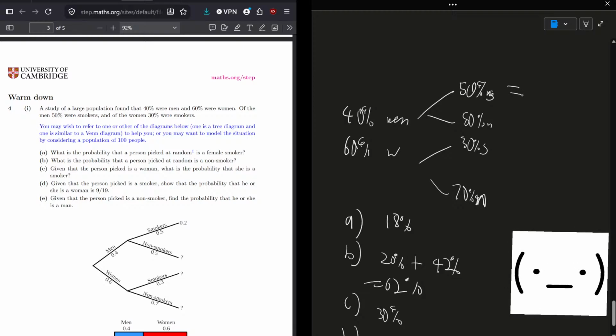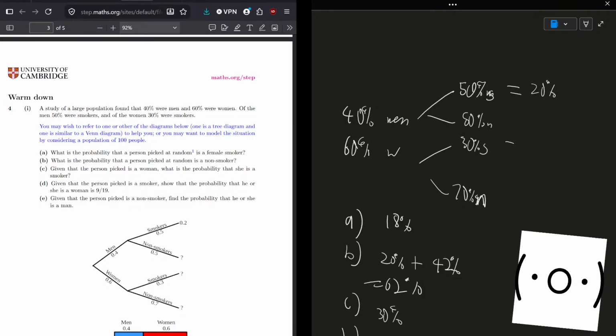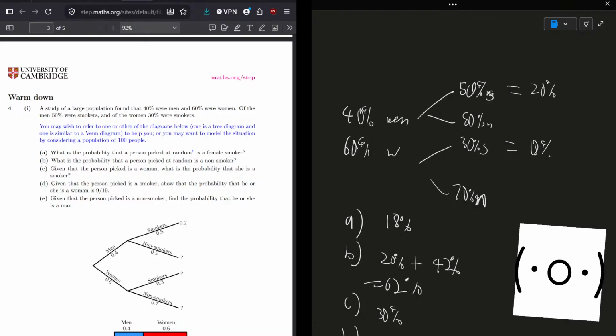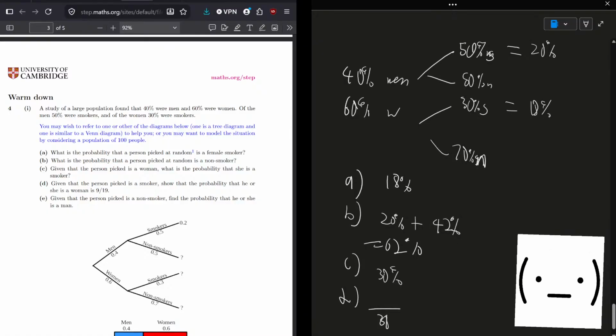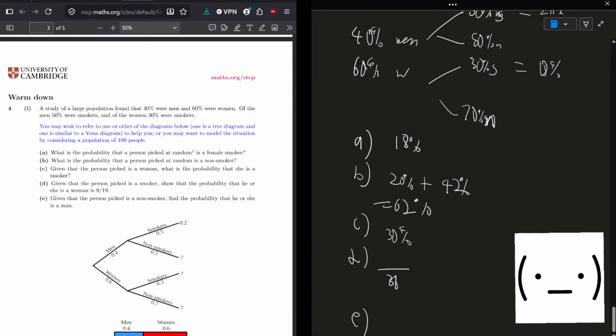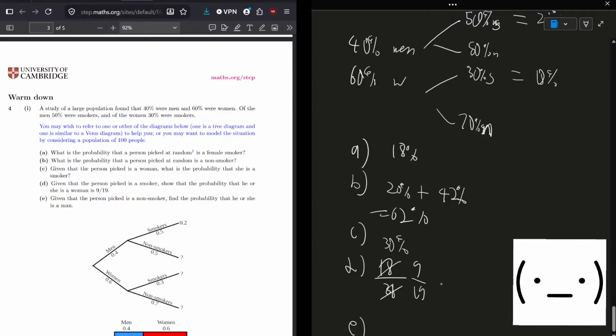So we know that this is actually 20% of the population. We know that this is actually 18% of the population, which means that 38% divide by 18%, so 9. Yeah, that's why.